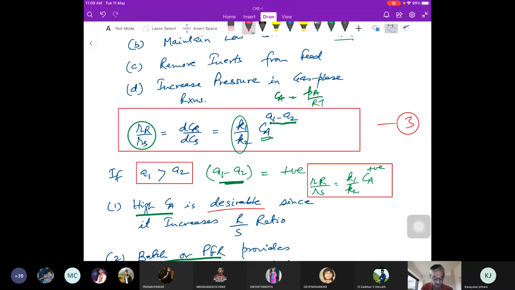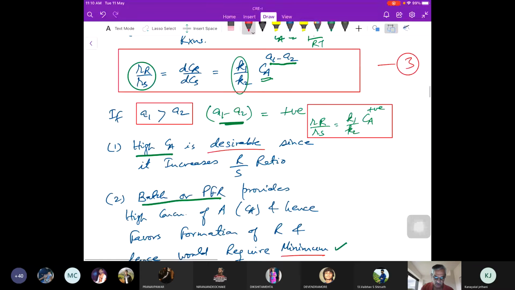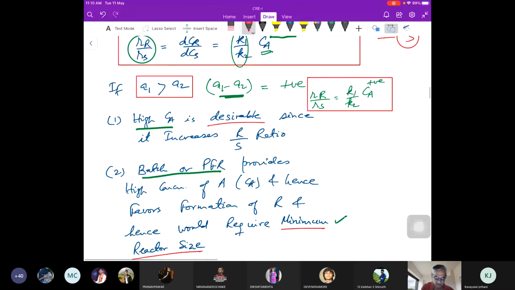So if A1 is greater than A2, that means A1 minus A2 is positive. So we will have RR upon RS equal to K1 over K2 into CA to the power of some positive number. Okay. So in this case, if I want to maximize R, I should keep the highest value of CA. Right? High CA is desirable, so it increases the R by S ratio. So in that case, we should use batch or PFR, which provides high concentration of A and hence favors formation of R. Right? So it will require minimum size.